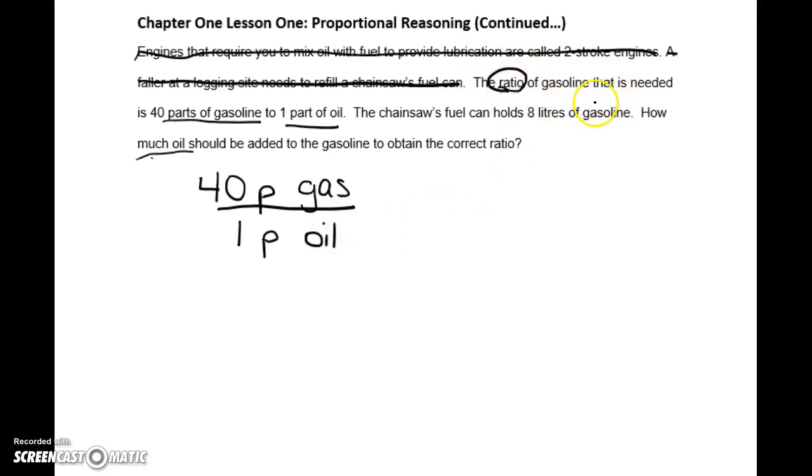So that's what we have for our first little bit of information there. I'm just going to separate this with an equal sign. Now let's move on to our next sentence. So here it says the chainsaw's fuel can hold 8 liters of gasoline.